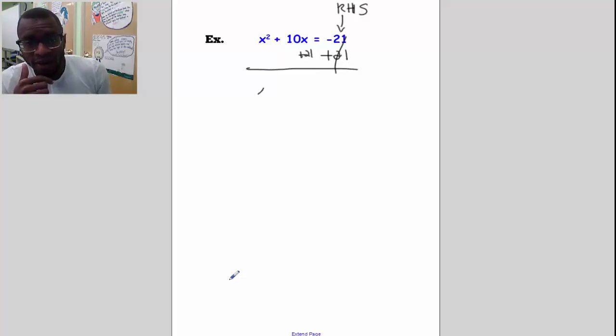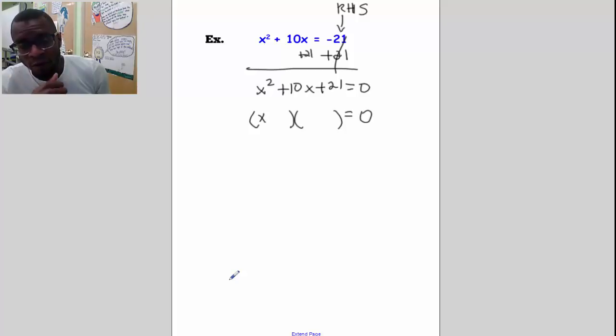When I do that, I get x squared plus 10x plus 21 equal to 0. Remember, I cannot add 10x and 21 or x squared and 21 because none of these are like terms. Okay, and so now I want to factor my quadratic, and if you need to review this, do so. So when we factor, we get (x plus 7) and (x plus 3).